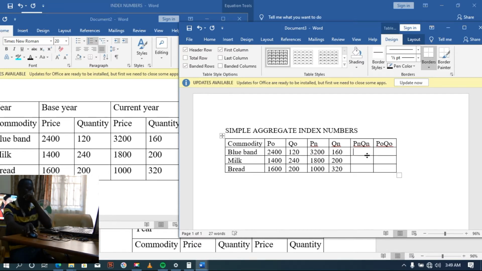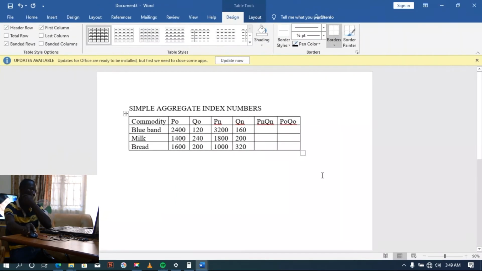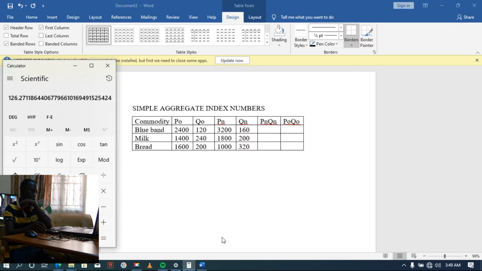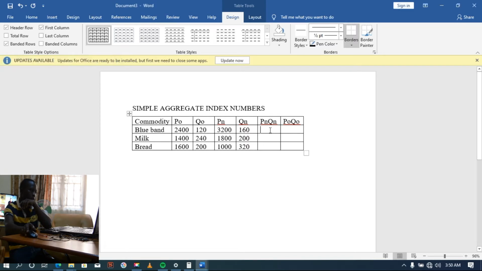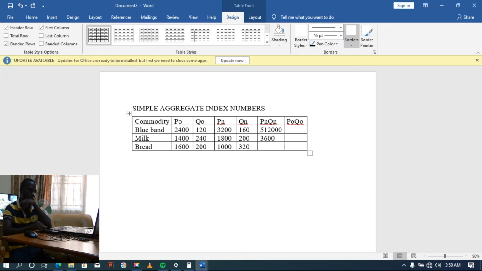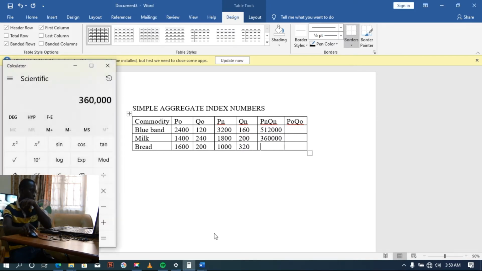So now we can find PN QN by multiplying current year price by the current year quantity. So let me get my calculator. PN QN, that is 3,200 times 160, we get 512,000. And then we go to the next commodity, that is milk. PN is 1,800 times 200, we get 360,000. Then the next commodity, that is bread. We have 1,000 times 320, we get 320,000.